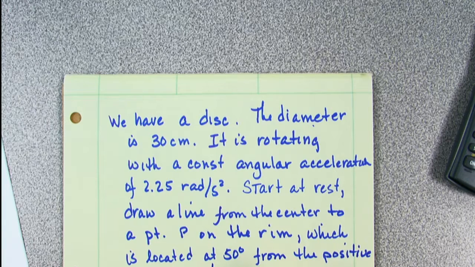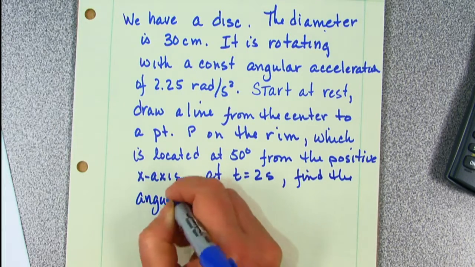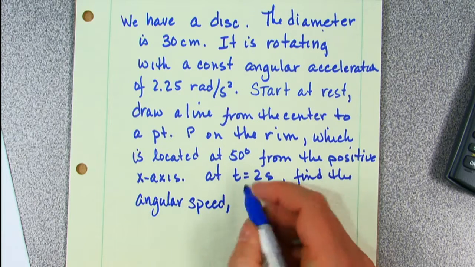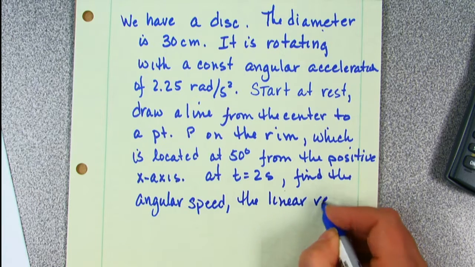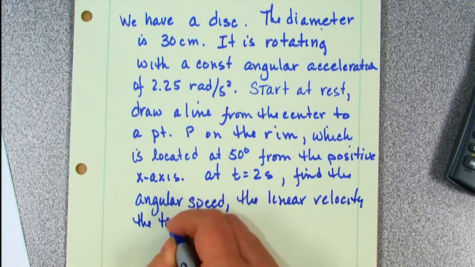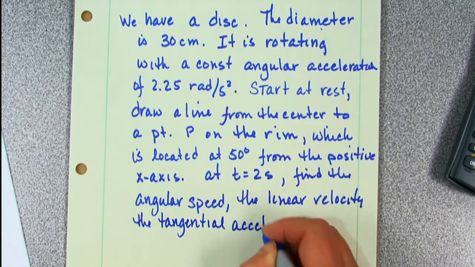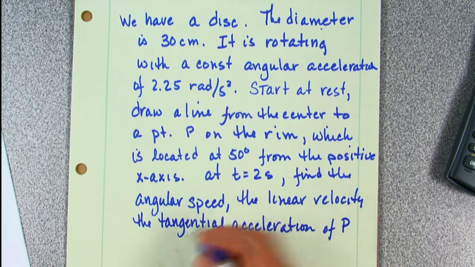At t equals 2 seconds, find the angular speed, the linear velocity, the tangential acceleration of P, and the position of P.